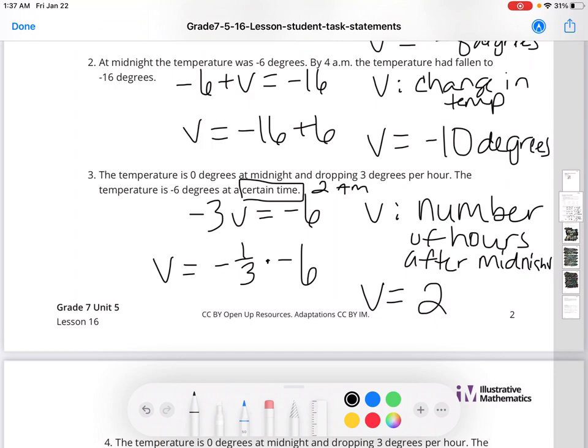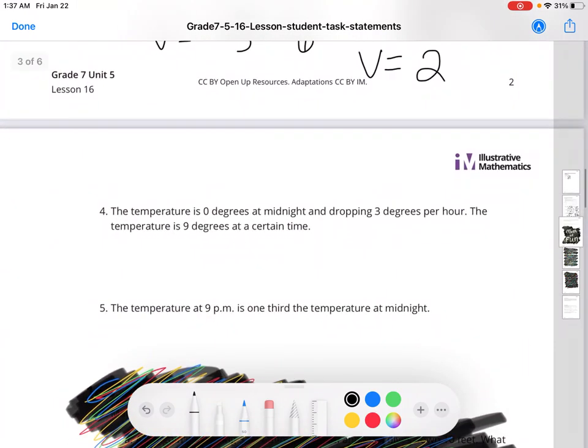Number 4, the temperature is 0 degrees at midnight and it's dropping 3 degrees per hour. The temperature is 9 degrees at a certain time. So it's 0 degrees at midnight and drops 3 degrees per hour.